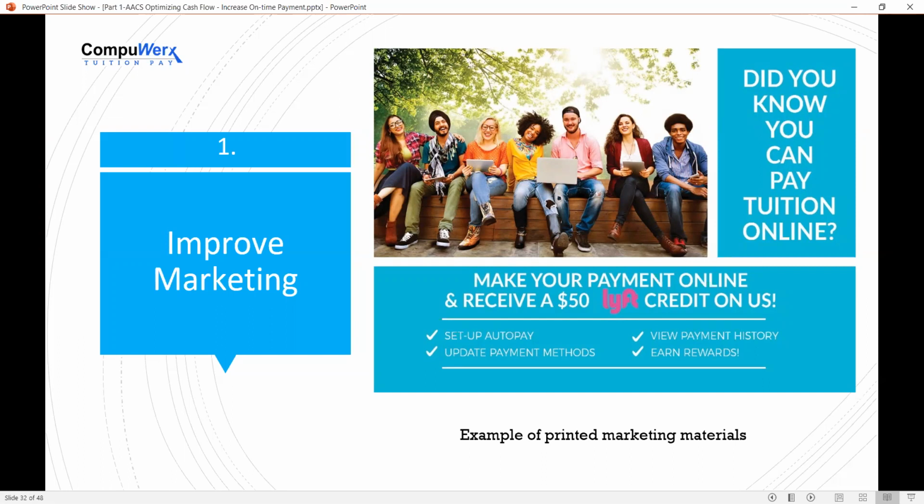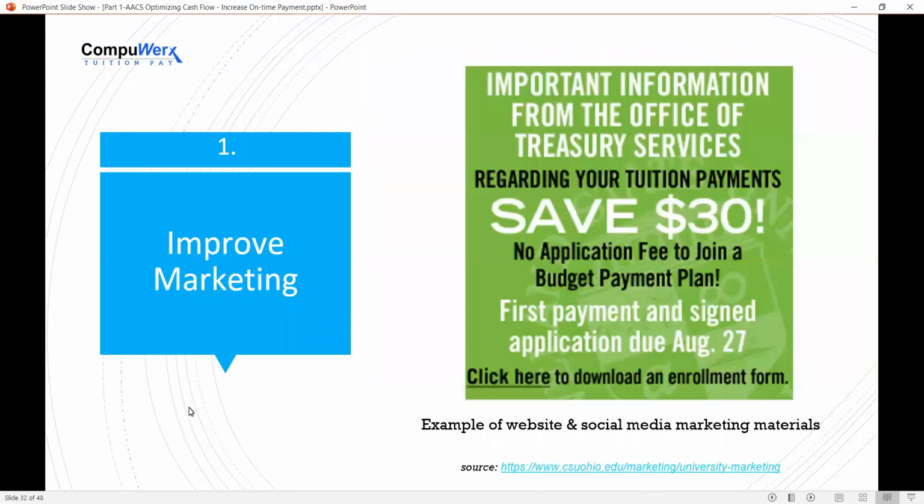Here could be a printed marketing material. In this example, there is a $50 credit for students who set up a recurring monthly payment. There's another example where students who set up a monthly recurring payment could get a $30 discount, saving $30 to set it up.